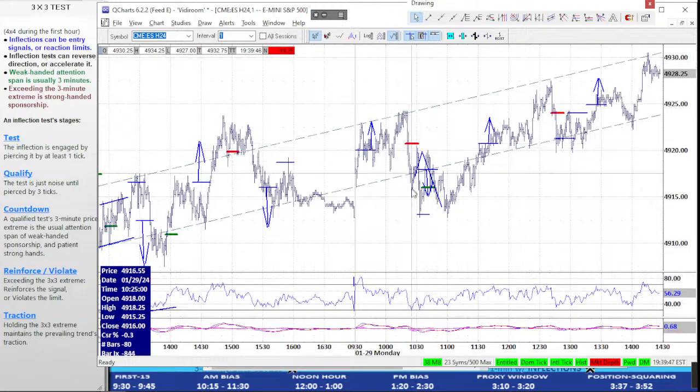But look at how much sellers were able to accomplish, just the weak-handed sellers. The bounce never resumed, so that's why you need to have a stop, a trailing stop, or something that reflects your own risk tolerance.